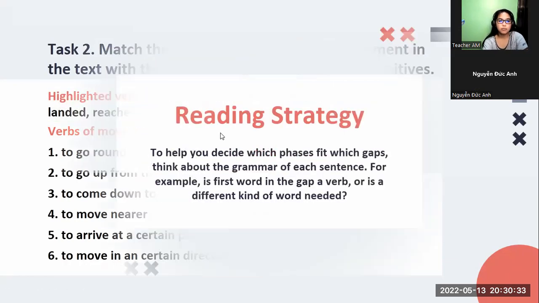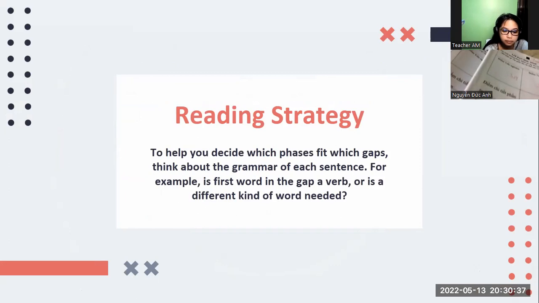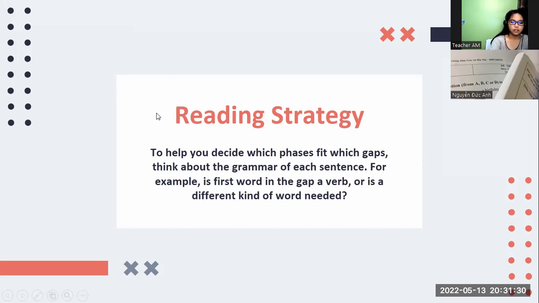Okay, so now let's proceed with the reading strategy. Can you please read that one? To help you decide which phrase fits which gaps, think about the grammar of each sentence. For example, if the first word is a gap, is a verb needed, or is a different kind of word needed? Okay, so did you understand the reading strategy, Anne? Okay, so that is the reading strategy.